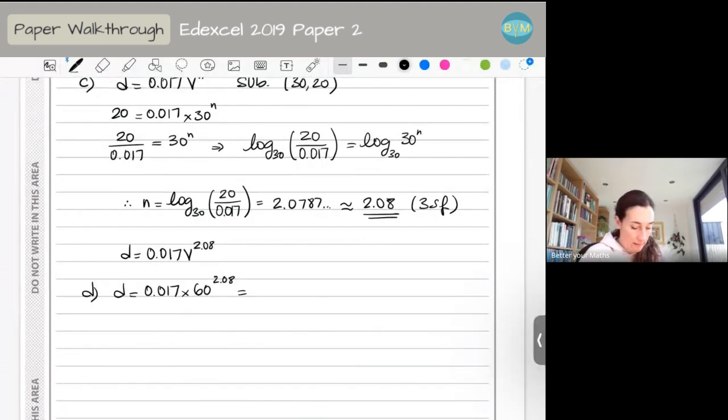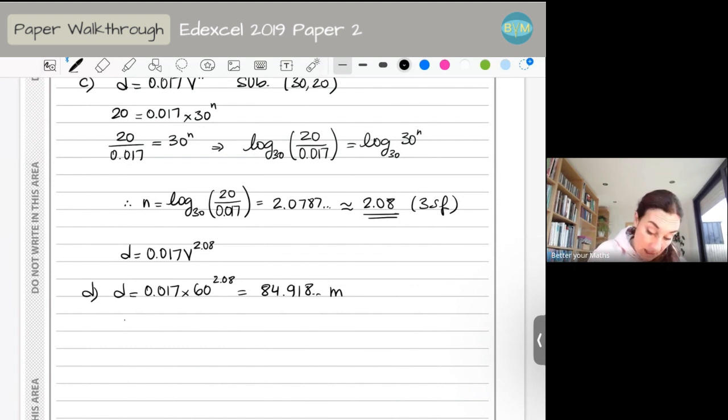So he needs 0.017 times 60 to the power of 208, which is 84.918 meters. But that is since he applies the brakes until the car stops. There are 0.8 seconds where he's still traveling at 60 kilometers per hour. So we need to know how many meters he moves in those 0.8 seconds.